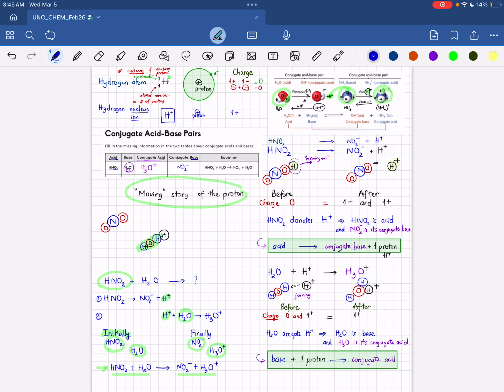So I hope that if you can see the whole reaction as a story about the moving out of the independent proton, then things will make more sense. Okay, please let me know if anything is unclear.